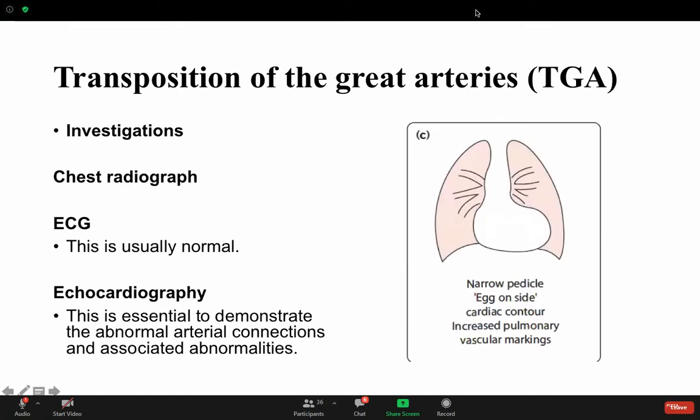الchest X-ray في عندهم typical presentation نسميها egg on side، كأنها egg نايمة على الجنب. اوكي، بسبب اختلاف توزيع الايورتا والpulmonary artery. ف they have egg on side and they have increased pulmonary vascular markings. زي ما قلنا دائما echo is the best to diagnose any congenital heart disease.